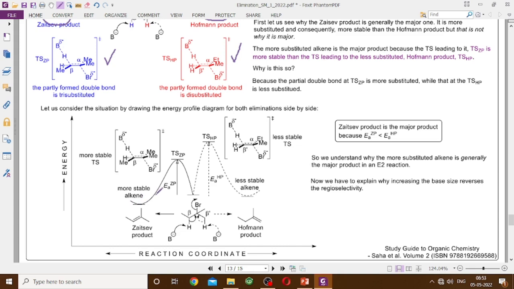The reaction is favoring the more stable alkene because the transition state leading to the more stable alkene is more stable compared to the transition state that leads to the less substituted alkene or the less stable alkene. তার মানে এই এনার্জিগুলো দেখে তোমার কিন্তু কোনো লাভ নেই. All you need to do is to look at these energy differences. For that you must have a qualitative idea about the transition states.